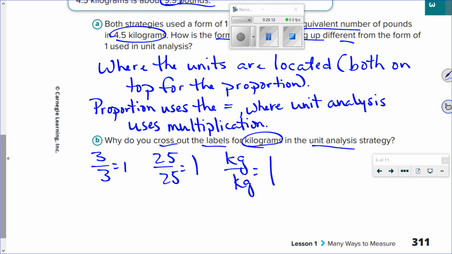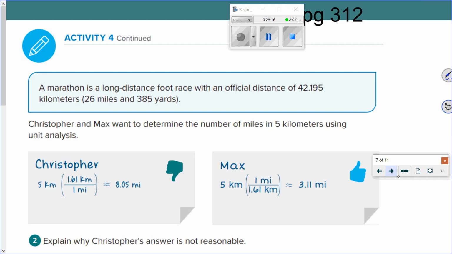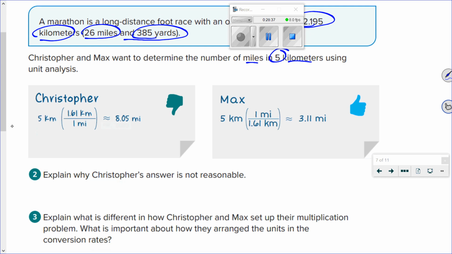So let's get to some more practice. Give you some more time to be able to understand what we're doing. So here we've got a marathon, a long distance race, official distance of 42 and 195 kilometers, or 26 miles and 385 yards. They both want to determine the number of miles in 5 kilometers using unit analysis. Do we want them to use unit analysis, or do we want them to use proportions?